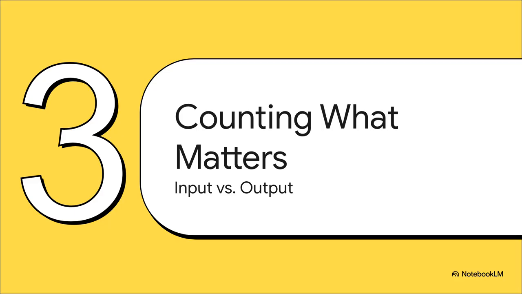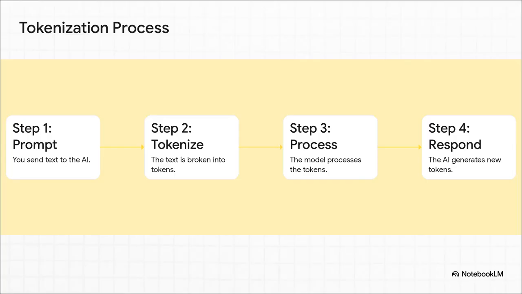But, okay, counting tokens is only half the story. The cost isn't just about what you send to the AI. It's a two-way street. You also have to account for what the AI sends back to you. So every single time you interact with an AI, it follows these 4 steps. First, you send your prompt.